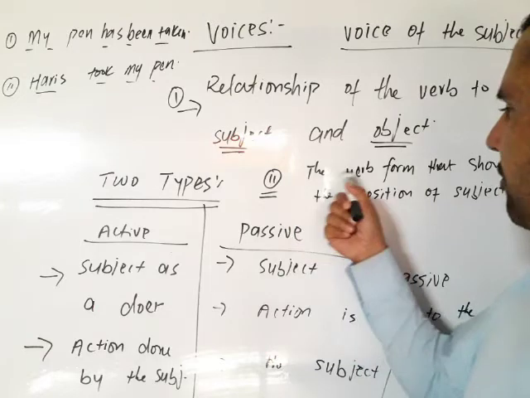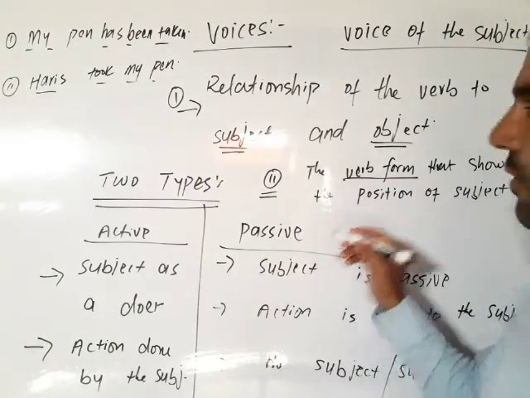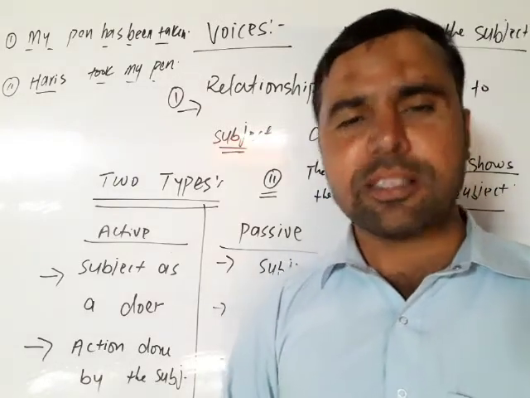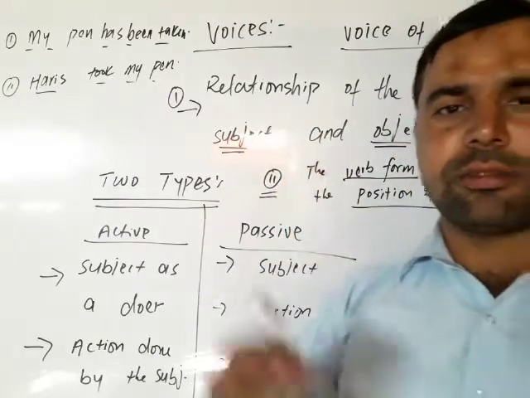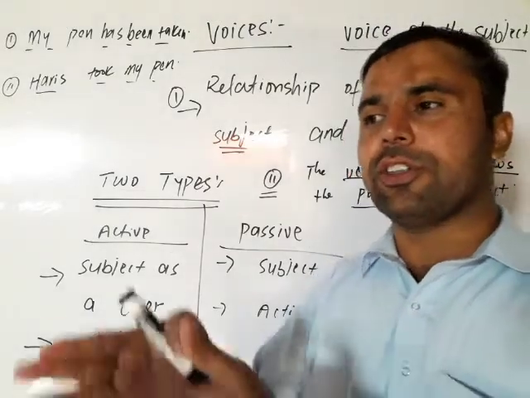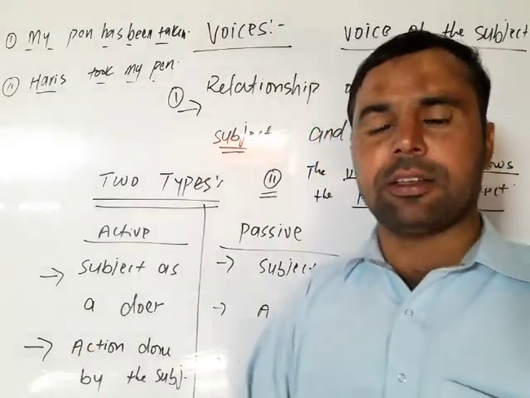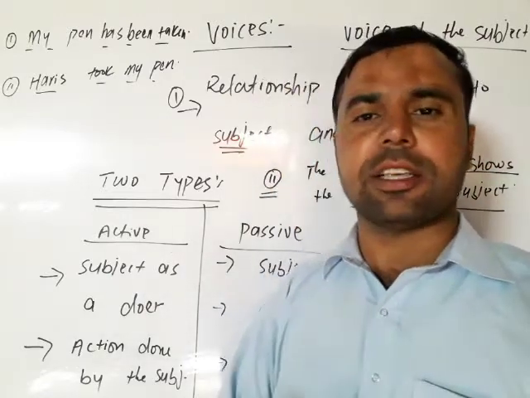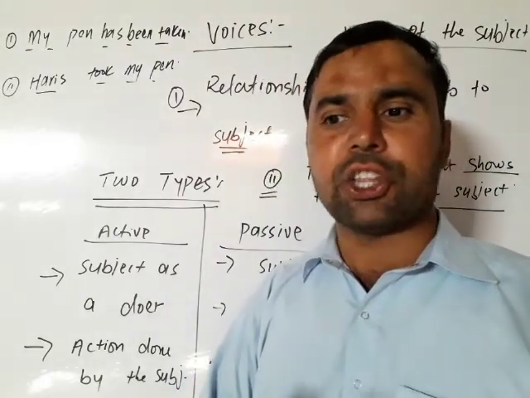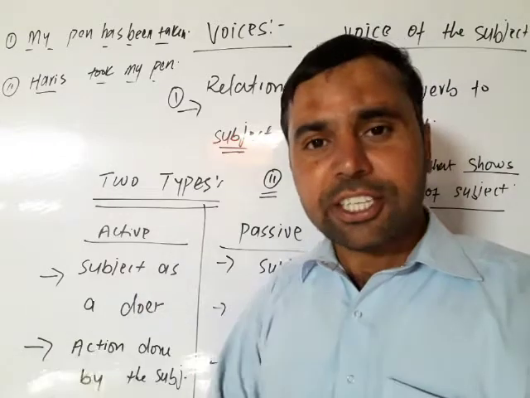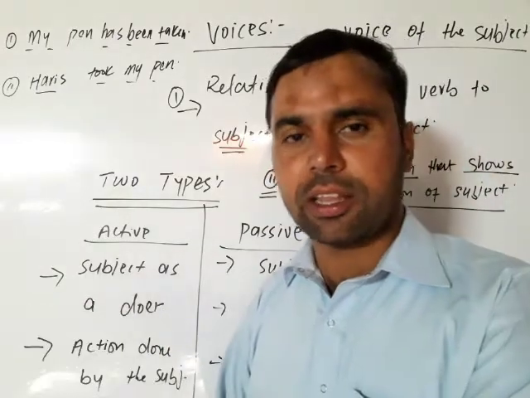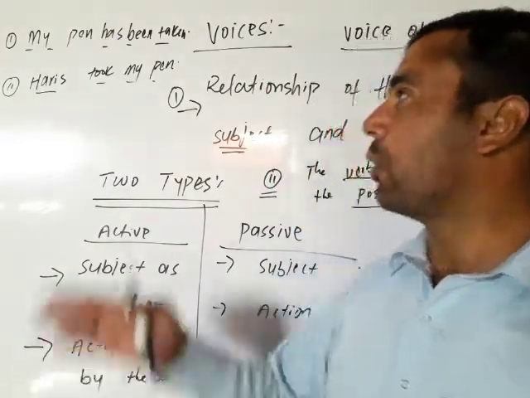It is the form of the verb that shows the position of the subject. Now, what does that mean? Both these definitions mean that by voices we mean the position of the subject. It means whether the subject is actively involved in some action, whether the subject acts, or whether the subject is passive, not actively involved in an action. That is called voice.